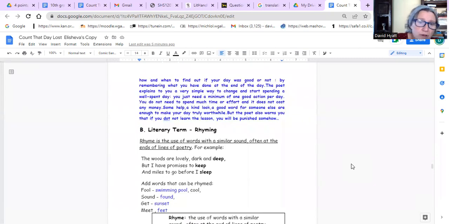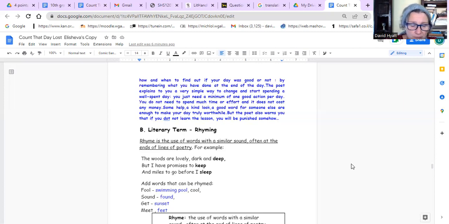Now, we go to a literary term, which is rhyming. A rhyme is the use of words with a similar sound, often at the ends of lines of poetry. Okay? חרוזים. זה מילים שנשמעות כמעט אותו דבר, הרבה פעמים, רוב הזמן, בסוף הפסוק. Not line, verse, at the end of the verses, okay? But you can have some also inside the verses sometimes.